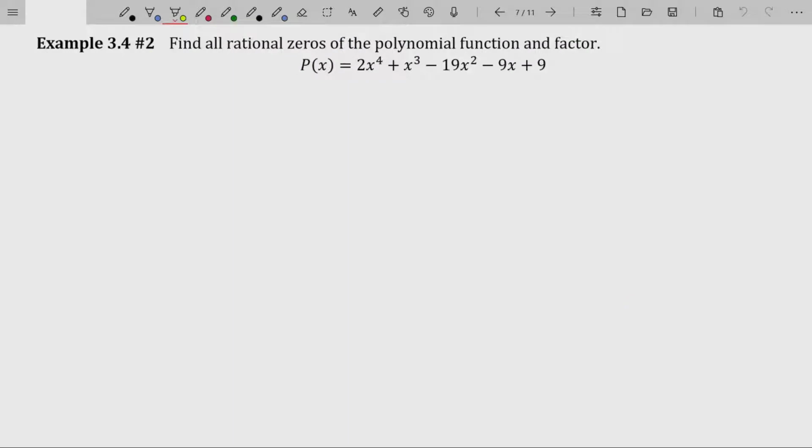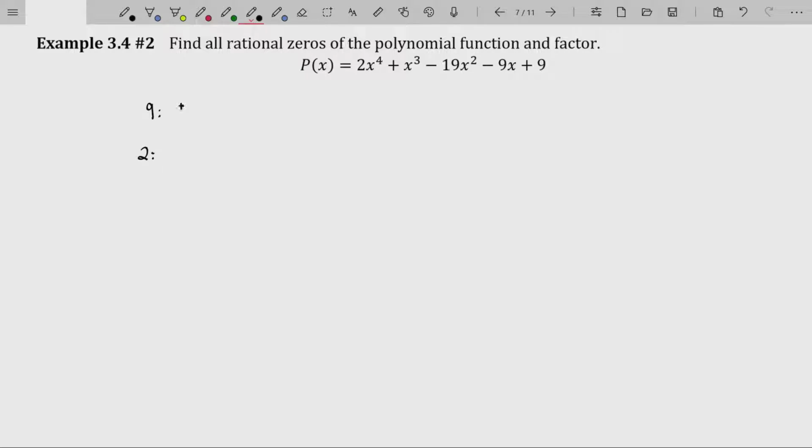So let's just jump right into it. Find all rational zeros of the polynomial function and then factor. So let's go ahead and take a look at all of the ratios of the constant term to the lead coefficient. And I actually do this by writing the constant term and the leading coefficient.